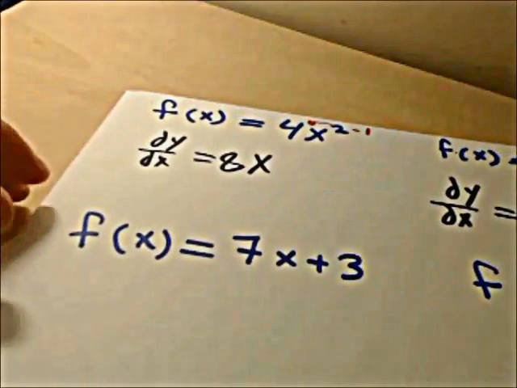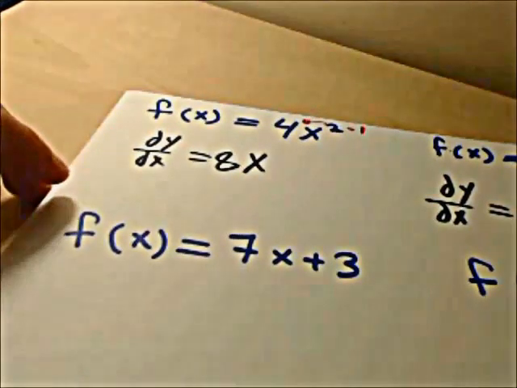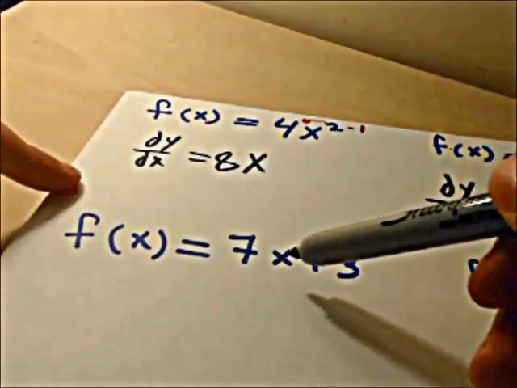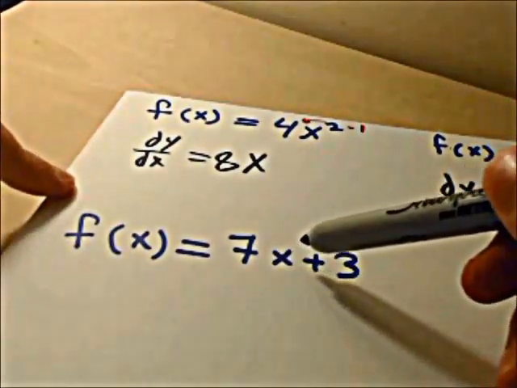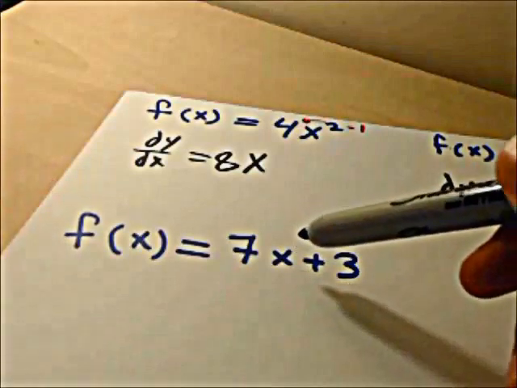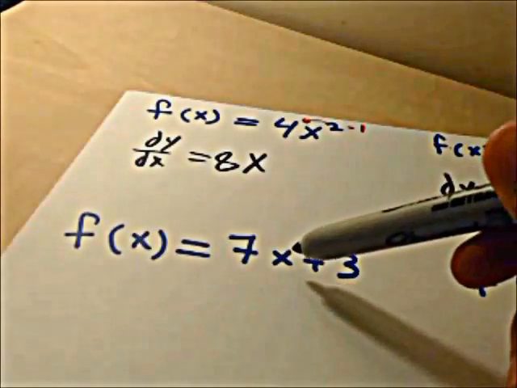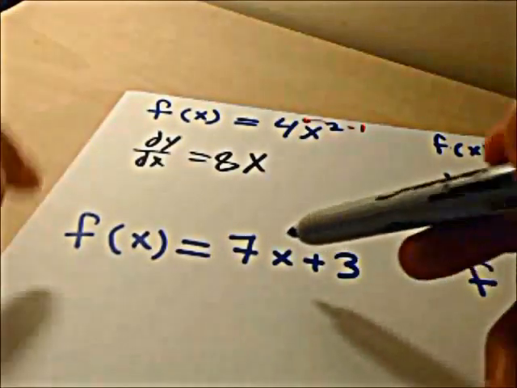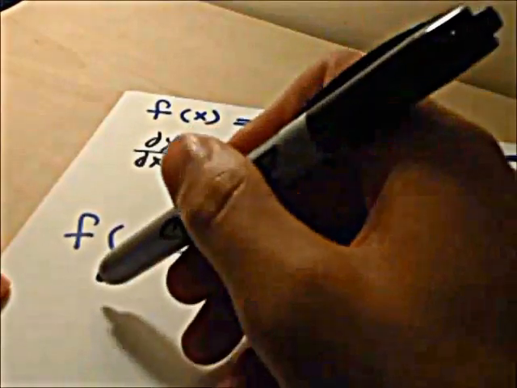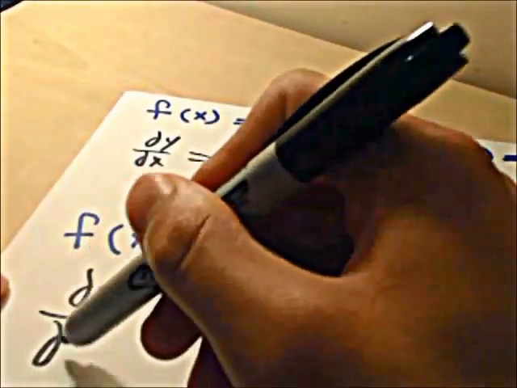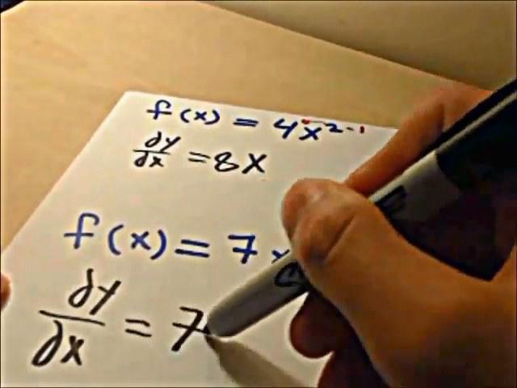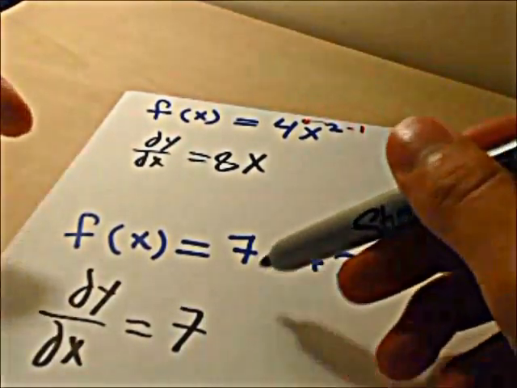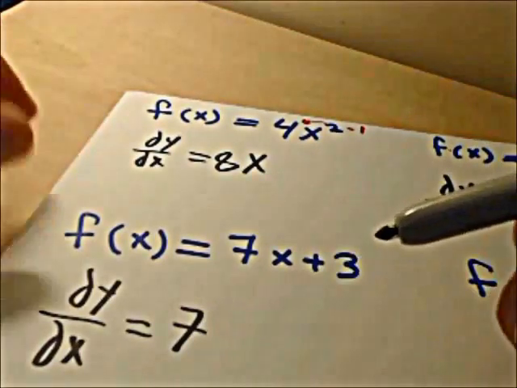Let's do a couple more examples. f(x) equals 7x plus 3. Again, we've got 7x. The power here is 1. So if you subtract 1 from the power, it's going to be x to the power 0. Anything to the power 0 is 1. So basically we're only left with the coefficient. So dy/dx equals the coefficient multiplied by 1, which is going to be the same. x to the power 0 is 1, so 7 times 1, you don't have to write it.